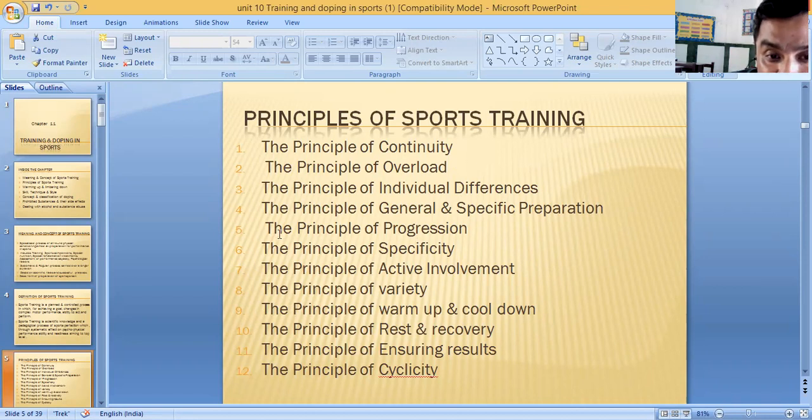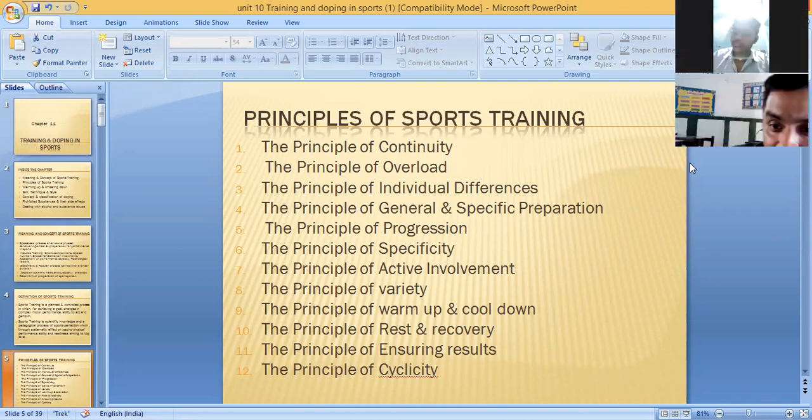And principle of progression means you have to gradually increase your weight, so that it may help you in the performance. Okay, guys. Is it okay?